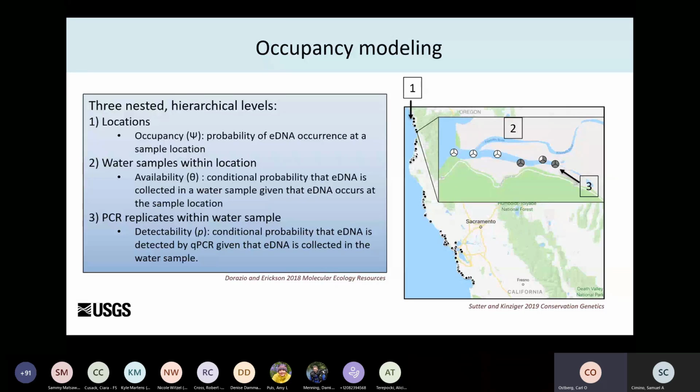And then there's a third level, and that's PCR replicates in each water sample. And so here you've got each of these water samples. There are 3 PCR replicates represented. They're kind of slices of the pie. And at this location, detection is filled in gray, and white is non-detection. And so the parameter that's being estimated here is the conditional probability that eDNA is detected by qPCR, given that eDNA is collected in the water sample. And so you can think of that as being detectability of eDNA.